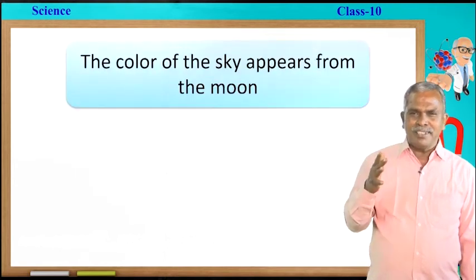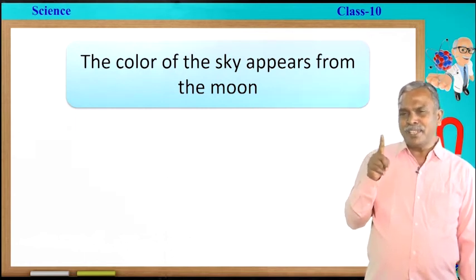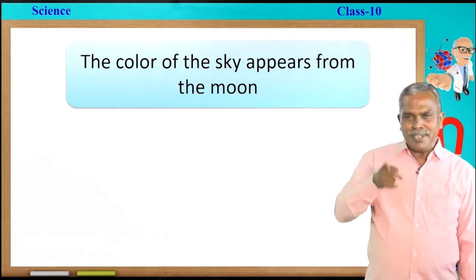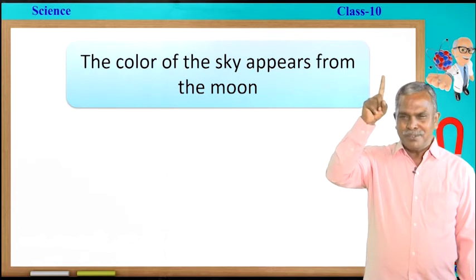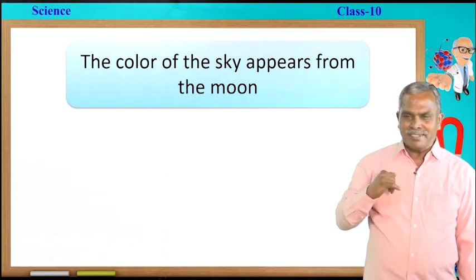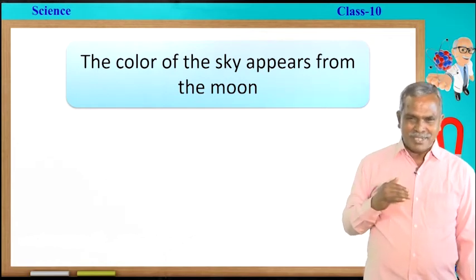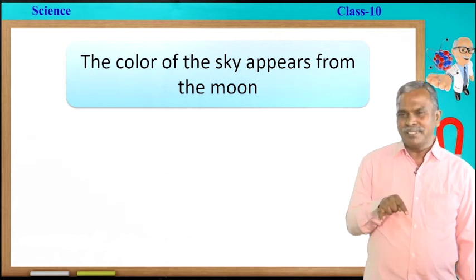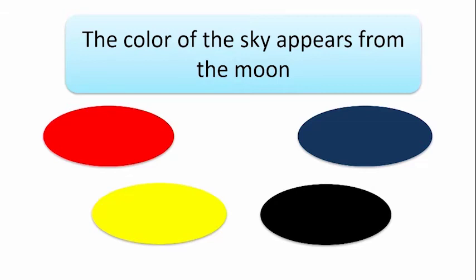The color of the sky as seen from the moon. So, once again I am going to say, the color of the sky is blue only on the earth. Suppose if you get a chance to go to the moon, the moon is almost 4 lakh kilometer away from us. If you go to the moon, what is the color of the sky? Is it red? Is it blue? Is it black or anything?